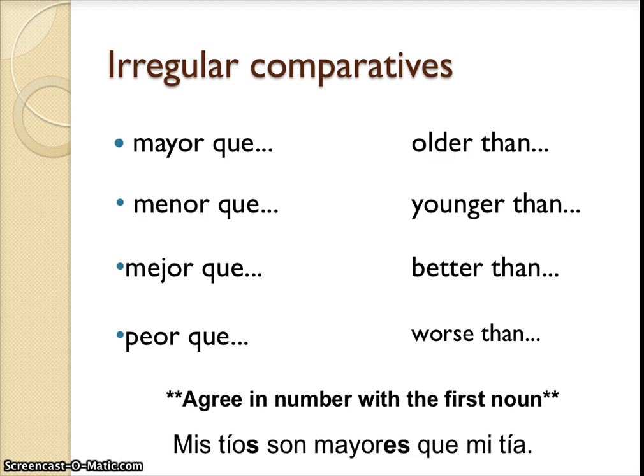Mis tíos son mayores que mi tía. Okay? Since we are talking about mis tíos, my uncles, it's plural. We know it's plural because it has the S on the end. So mayor needs to change to mayores because tíos is plural. Okay? So whenever who you're talking about is plural, you're going to have to make your irregular comparative plural as well. Okay?